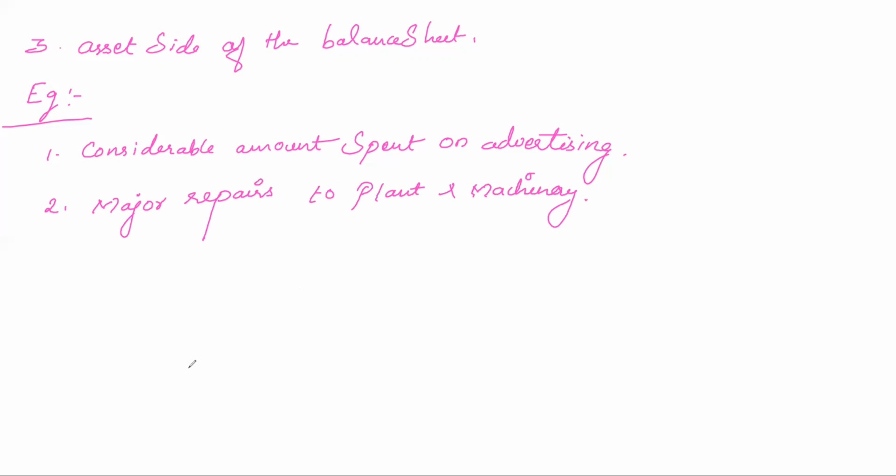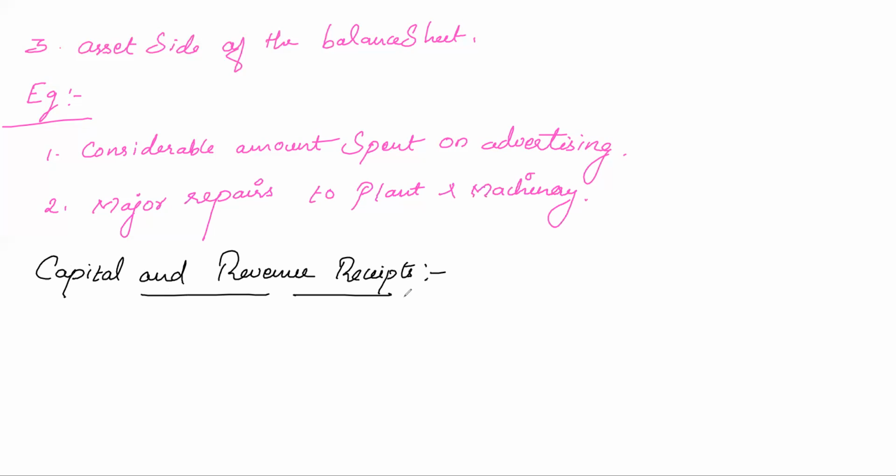So capital and revenue receipts. First one, capital receipt. So the first one is capital receipt. Receipt which is not revenue in nature is called the capital receipt. So if it is not revenue in nature, they call it a capital receipt.